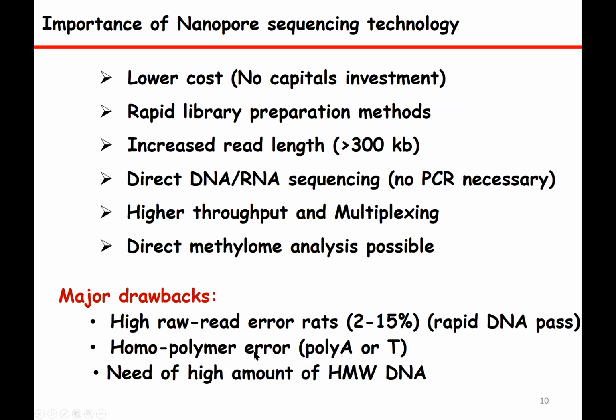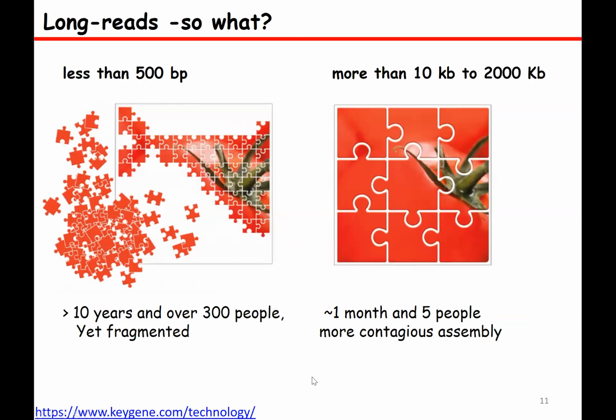There is another error called homopolymer error, when the sequencer produces the signal for poly A or poly T tails, and it doesn't convert to base calls really well. And there is another one, which I don't see as a really major drawback: you need a really high amount of high molecular weight DNA, which is important for this.